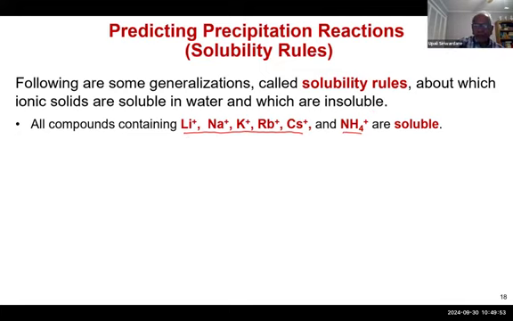Any salt which has these cations is soluble. Therefore, if you find a lithium, sodium, potassium, rubidium, cesium, or ammonium ionic compound, it is soluble.